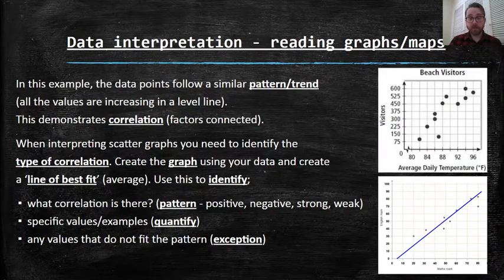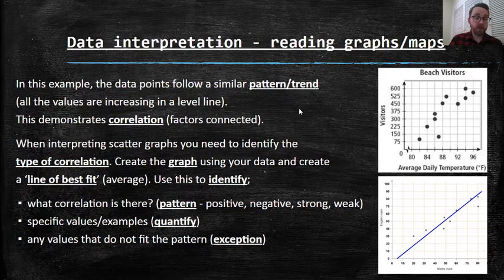In this example on the right here, you've got the daily temperature versus the number of visitors at the beach. In this example, the data points follow a similar pattern or trend. So all the values are increasing in a level line. If I had some sort of drawing tool, I'd just be able to draw a line straight through the middle of that. This demonstrates correlation. So the factors are connected. If all the little dots on the graph are all bunched up and moving together in that same line, it's connected.